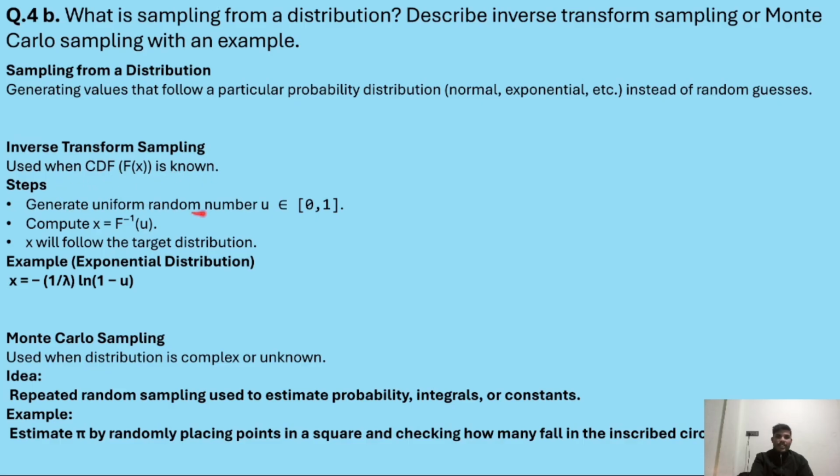Steps: generate a uniform random number u which is an element of (0, 1). Compute x equals F inverse of u, and x will follow the target distribution. Example, exponential distribution: x equals minus 1 upon lambda times ln(1 minus u). Now, Monte Carlo sampling is used when the distribution is complex or unknown. The idea is repeated random sampling used to estimate probabilities, integrals or constants. Example: estimate pi by randomly placing points in a square and checking how many fall in the inscribed circle.